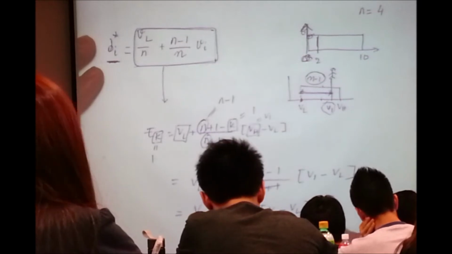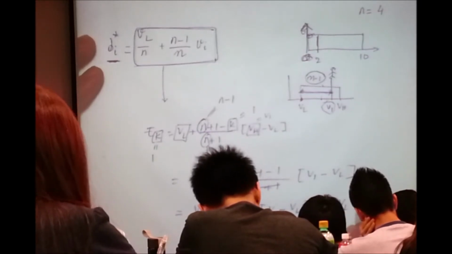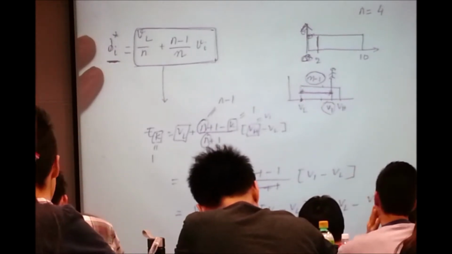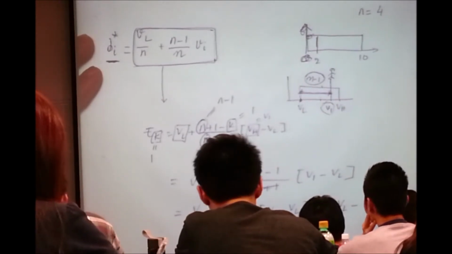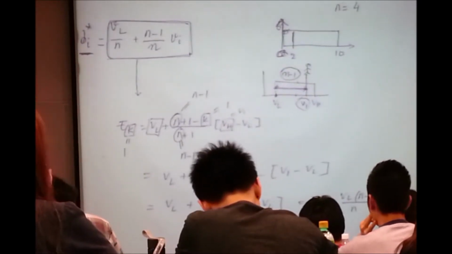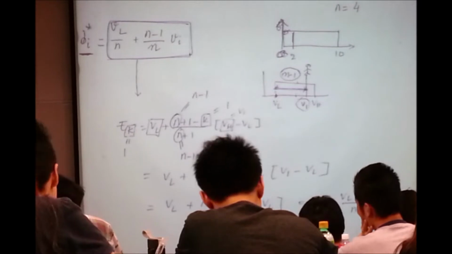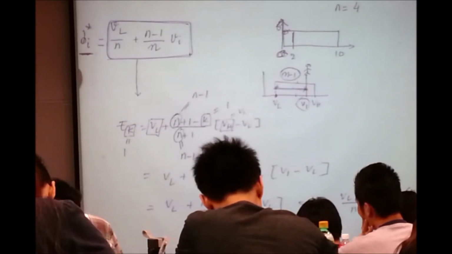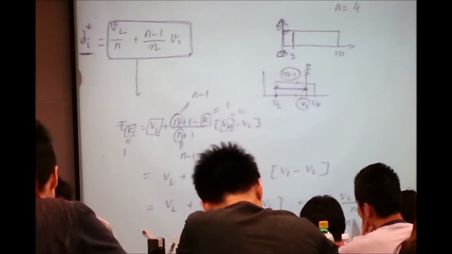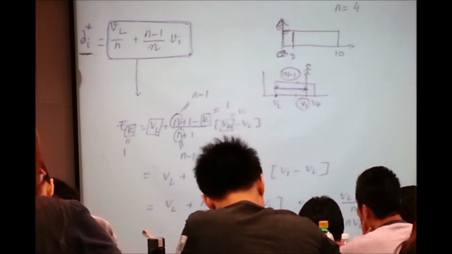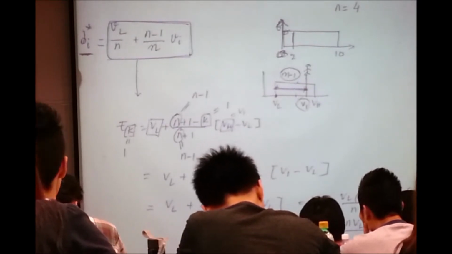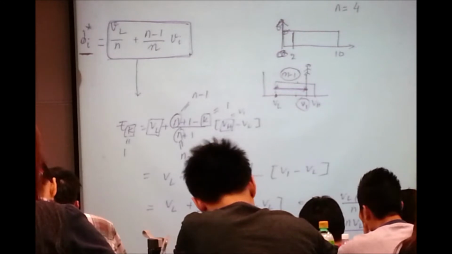And this, you will get BL minus, just breaking this term up, minus BL times n minus 1 over n plus B1 times n minus 1 over n. Okay, I've just broken this term down. Simplify this, you will get n BL minus n BL plus BL over n plus B1 times n minus 1.